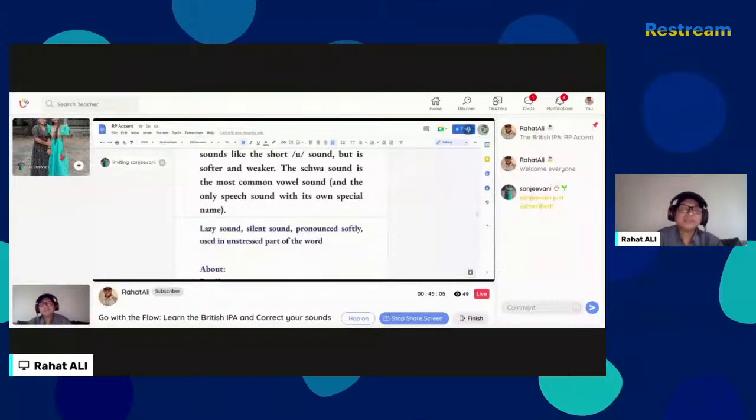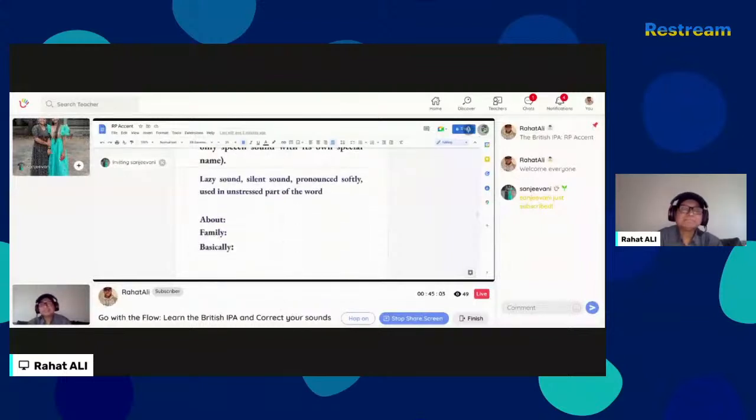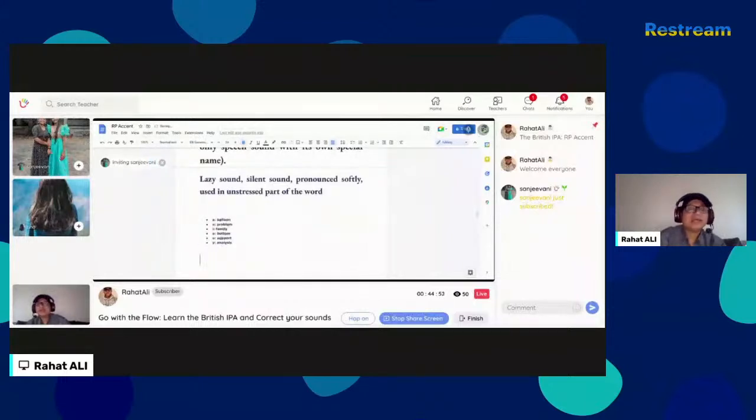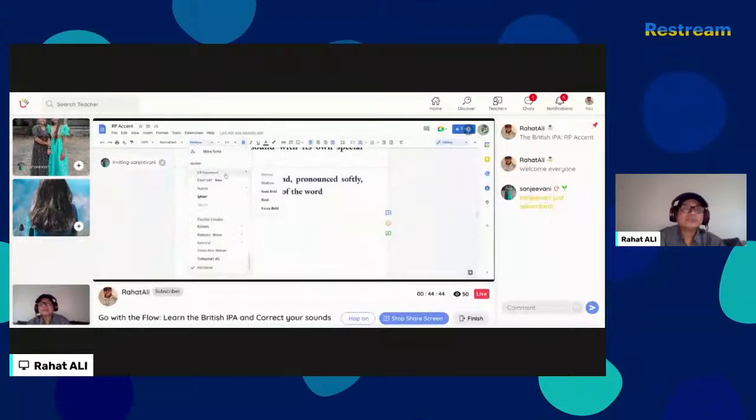Okay, and in British English, 40% or more of words have a schwa sound. So it's very important for us to know. And they're everywhere. As you can see, even the word everywhere has a schwa sound. I'm going to show you the five different vowel schwa sounds in these words.